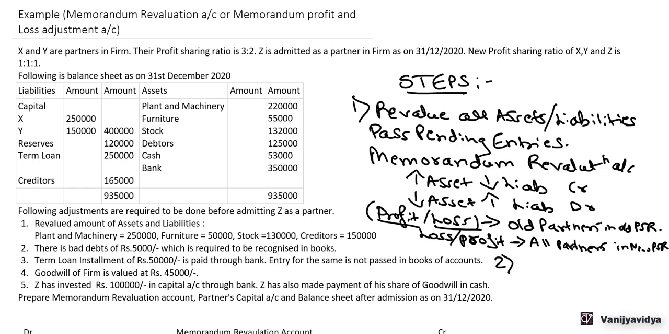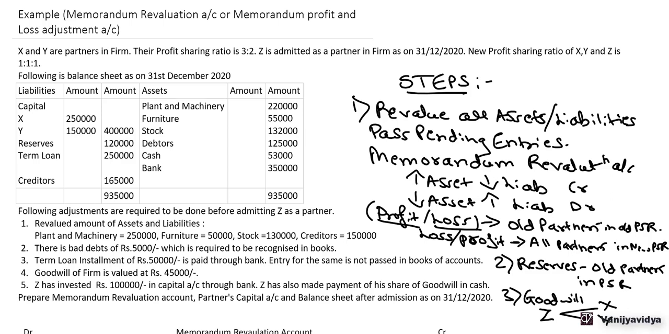Second step is reserves. This reserves needs to be distributed among old partners in the old profit sharing ratio. Then third is goodwill. New partner will bring in his share of the goodwill, and the share of goodwill brought in by the new partner, that is Z, needs to be shared by X and Y in their sacrifice ratio. Now these are the steps. Now what we will do is, first we will go through all the adjustments and prepare a memorandum revaluation account.